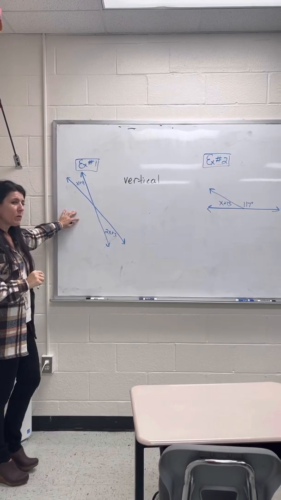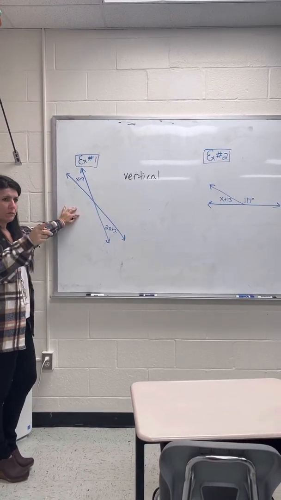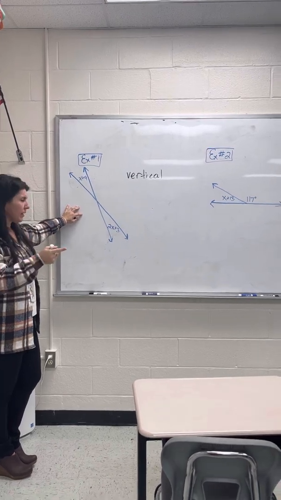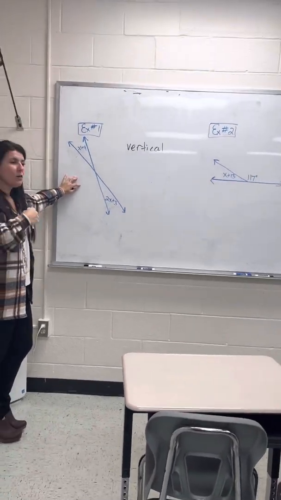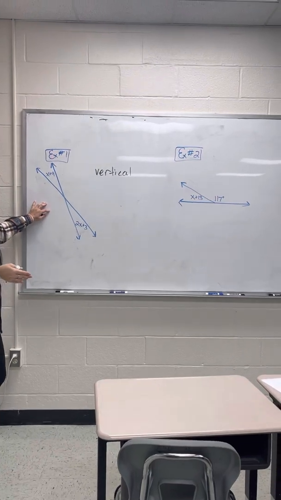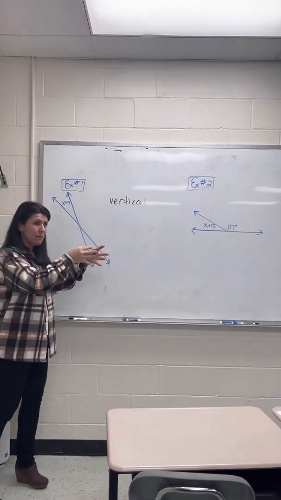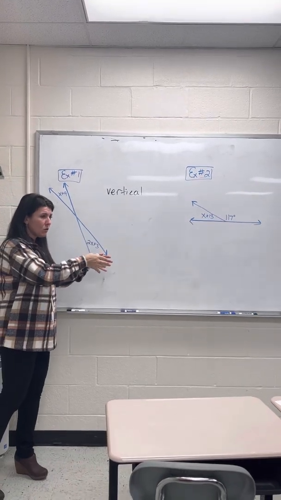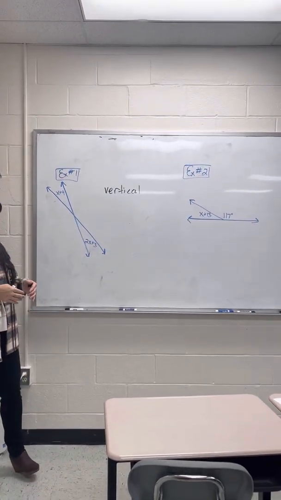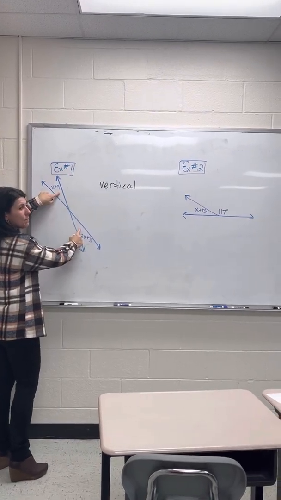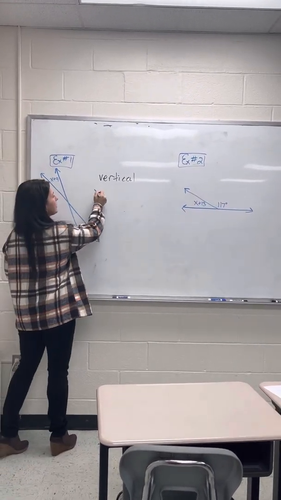What do we know about the relationship of vertical angles? The vertical angles, they have to be congruent. So if they're congruent, that tells me how to set up my equation. So I'm kind of showing you guys the steps that you need to go through. Decide, name them. Because I know they're vertical, I know that they're congruent. Because they're congruent, that allows me to say that these two are the same measurement, which allows me to set it up this way.